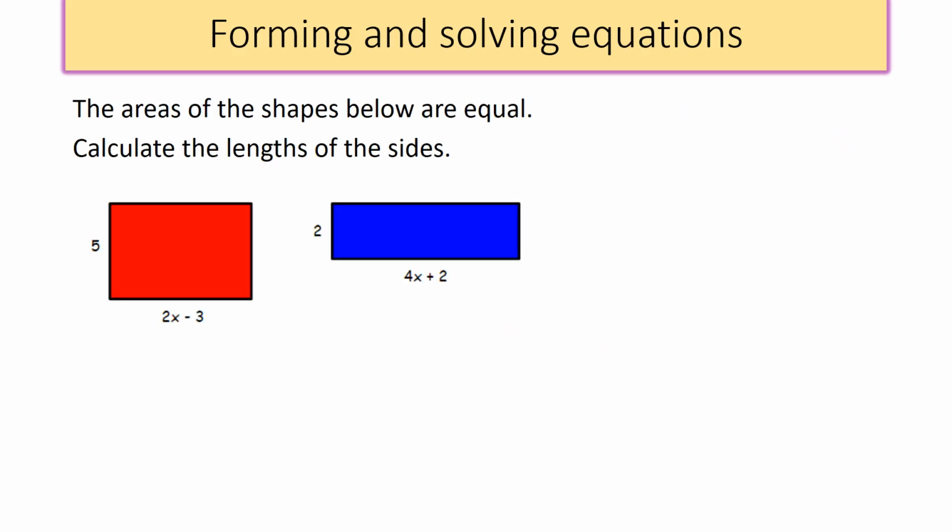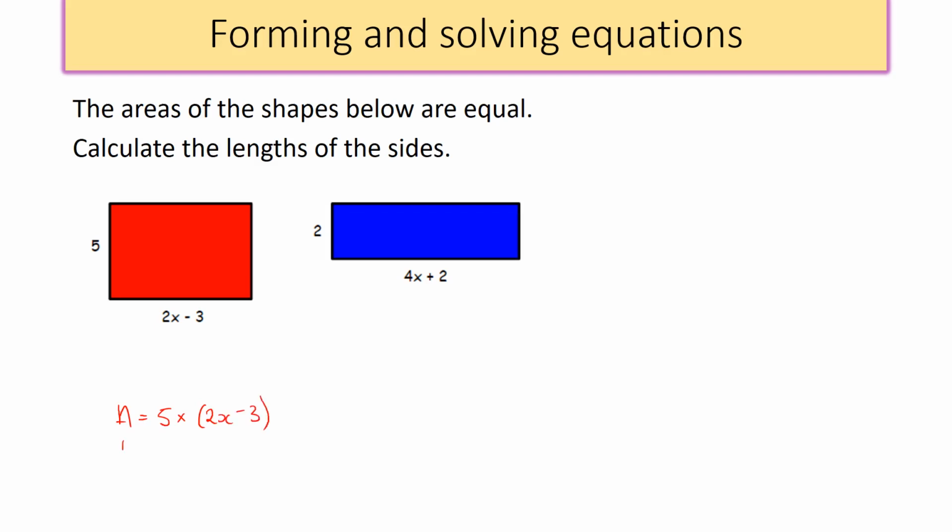In this question, I have two rectangles, and we know that the areas of the two rectangles are equal. You should remember that to find the area of a rectangle, we need to multiply length and width. So for the red rectangle, the area will be 5 times 2x take away 3.